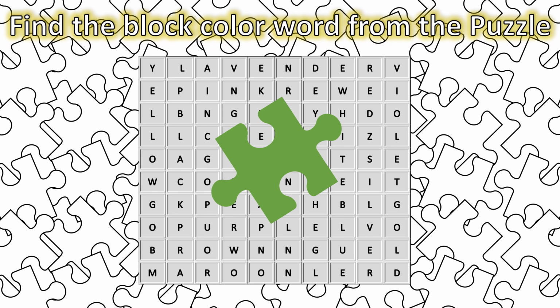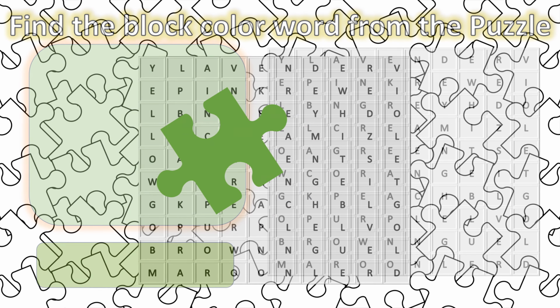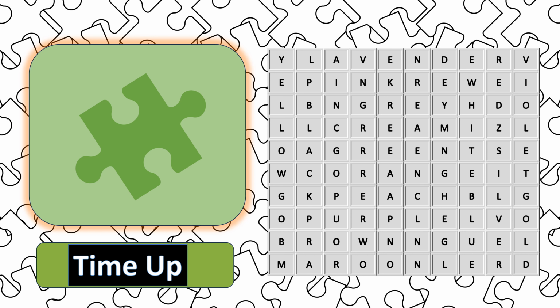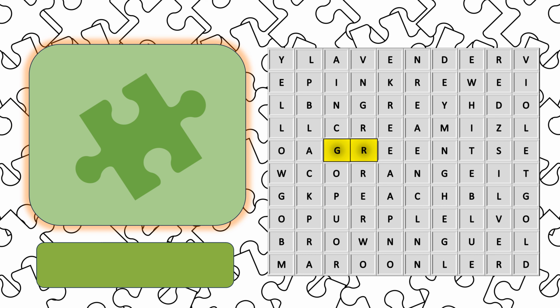Find the black color word name from the puzzle in 10 seconds. 10, 9, 8, 7, 6, 5, 4, 3, 2, 1. Time up. G, R, E, E, N, green.